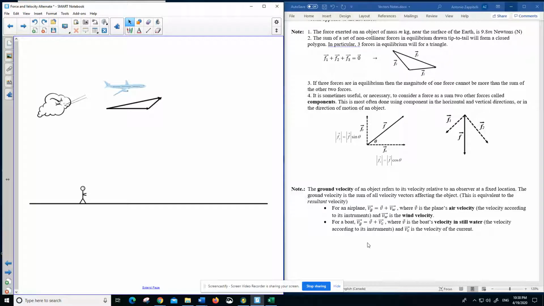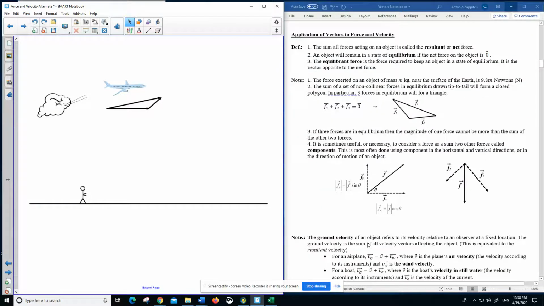All right. So in the next video, we're going to take a look at some examples. We're not going to spend a lot of time working on force and velocity problems, but it's just to show how this concept of vectors can be applied quite nicely to these types of examples. So the next video will go through a few of those examples. That's it for now.